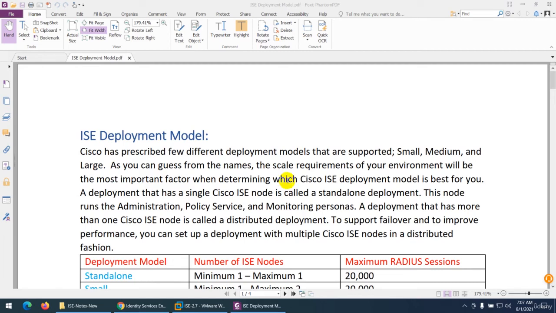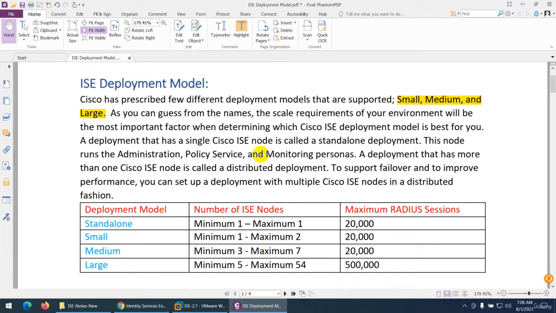Okay, in this video we're gonna see the Cisco ISE deployment model. Keep in mind we can deploy Cisco ISE two different ways. One is standalone and the other one is distributed. Then distributed is divided into three types: small, medium, and large. So in the Cisco ISE distributed deployment model, we have three types: small, medium, and large.